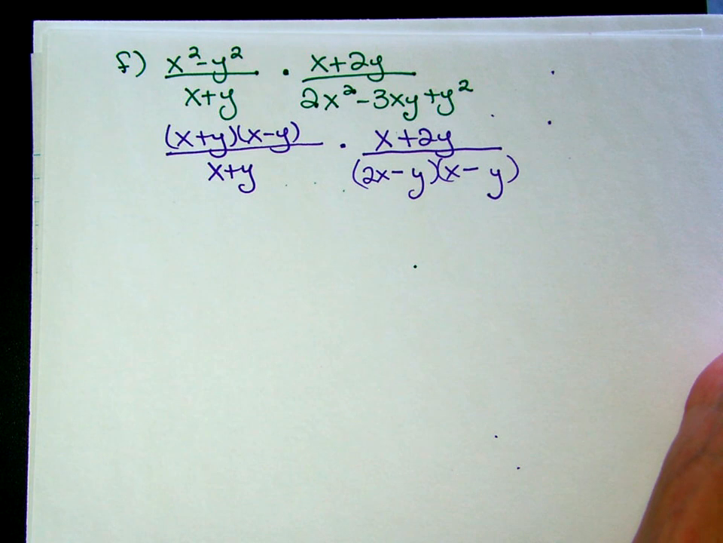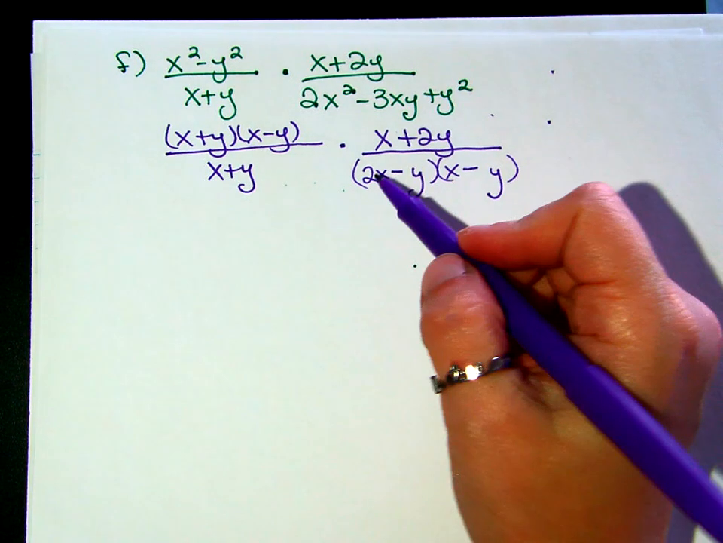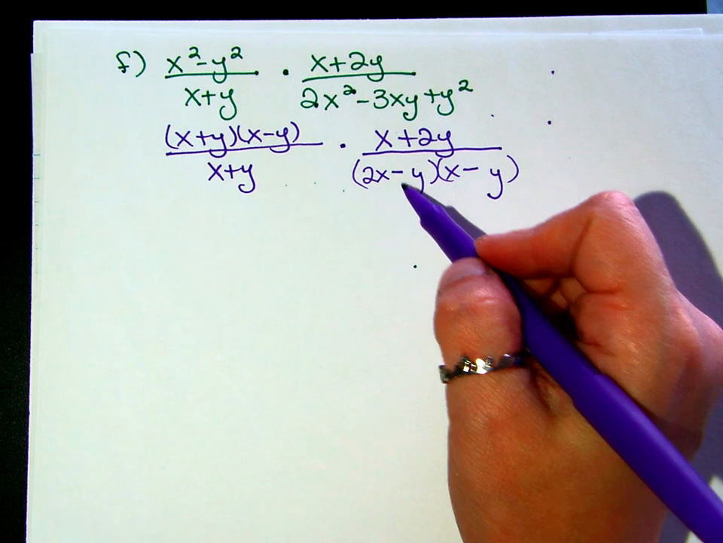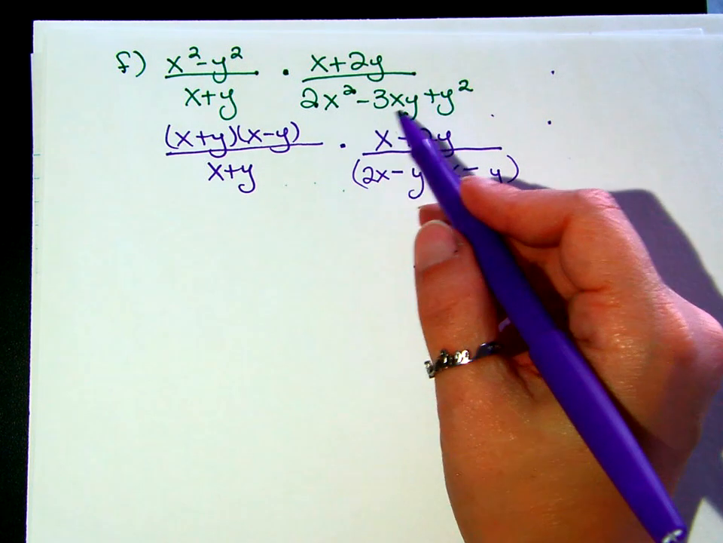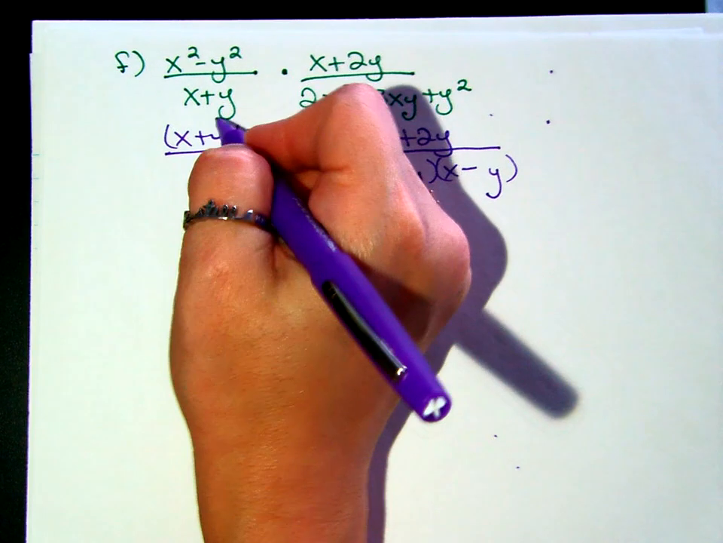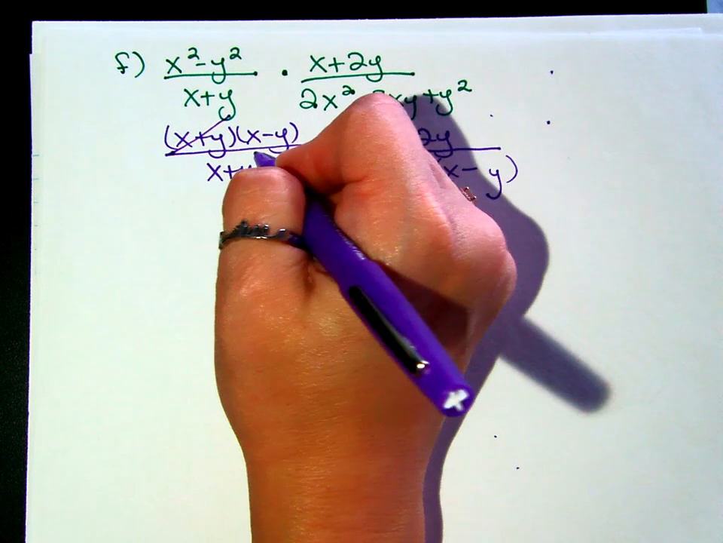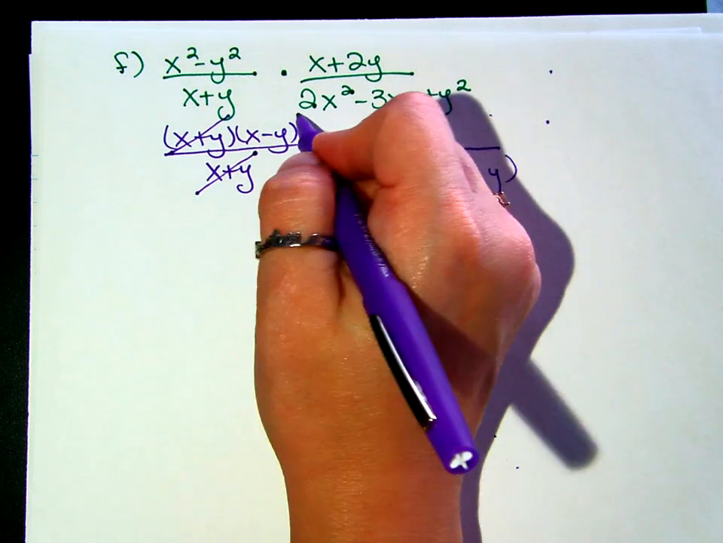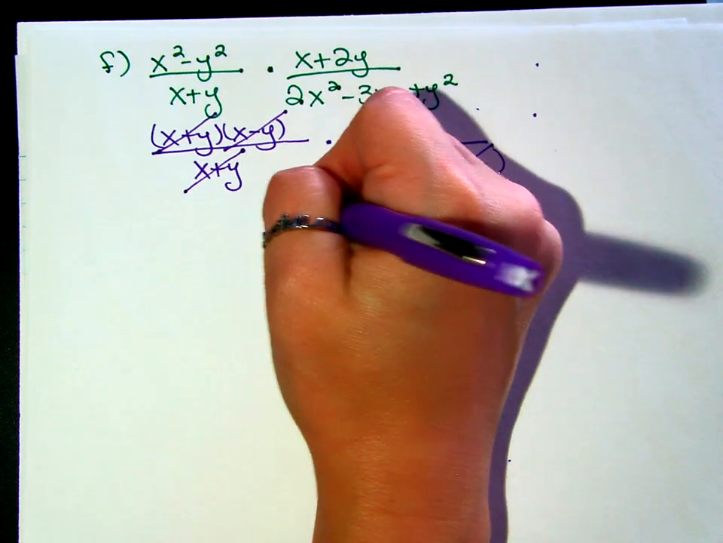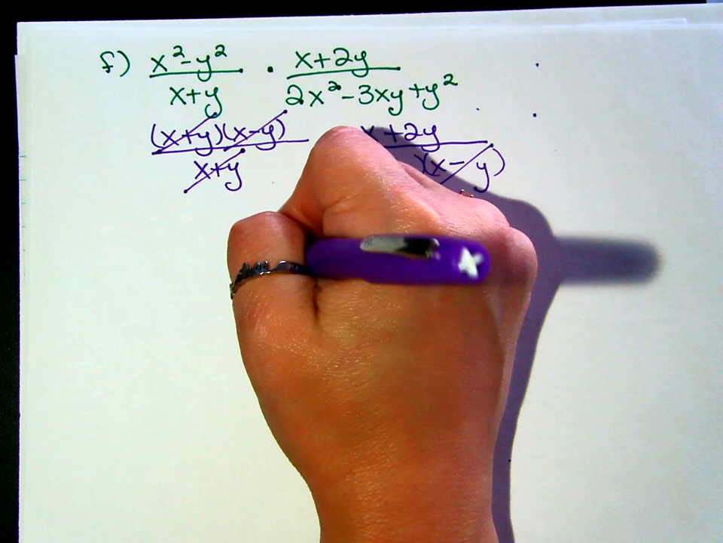And I can check. First, outer would give me a negative 2xy. Inner would give me a negative xy, giving me the negative 3xy. So it does all work. And then I just look for what I have in common with the top and the bottom. I have an x plus y and an x plus y, an x minus y and an x minus y, which leaves me with my x plus 2y over 2x minus y.